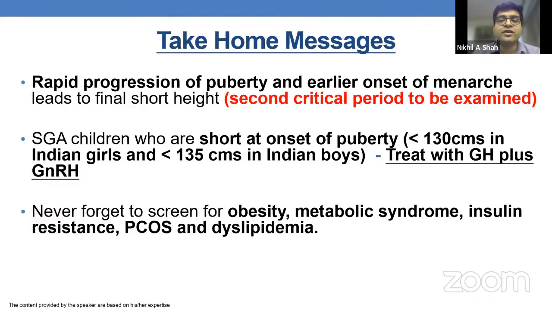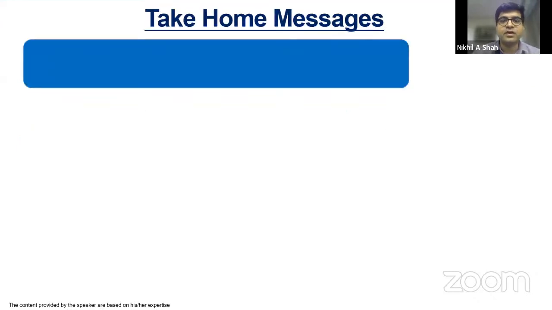SGA children who are short at the onset of puberty, that is height is less than 130 centimeters in Indian girls and less than 135 centimeters in Indian boys, should be treated with GH plus GnRH. And finally, never forget to screen for obesity, metabolic syndrome, insulin resistance, PCOS, and dyslipidemia.